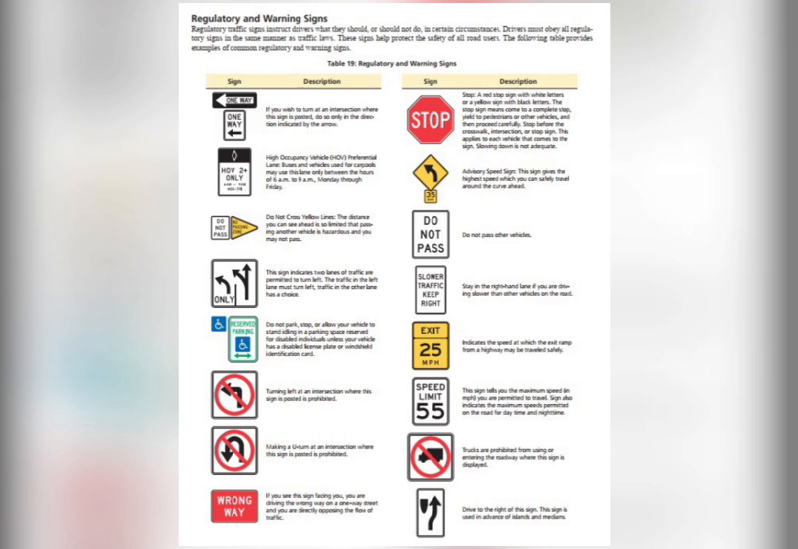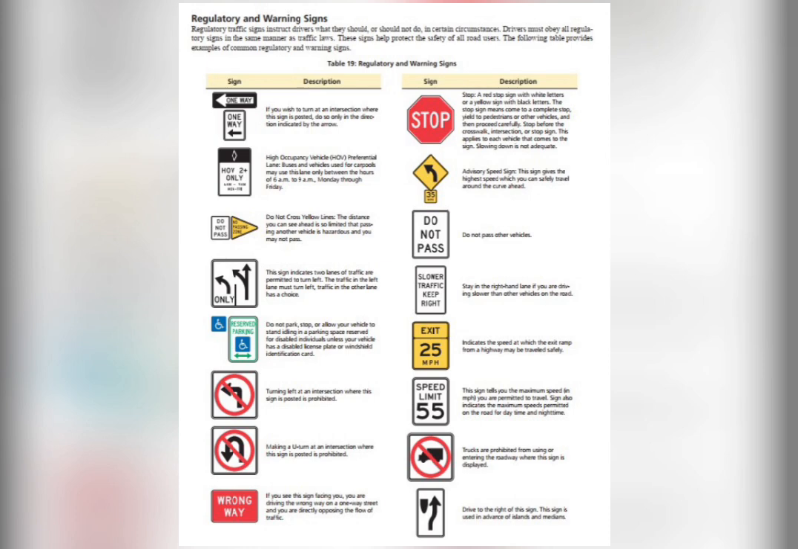Do not cross yellow lines. The distance you can see ahead is so limited that passing another vehicle is hazardous and you may not pass. This sign indicates 2 lanes of traffic are permitted to turn left. The traffic in the left lane must turn left. Traffic in the other lane has a choice.